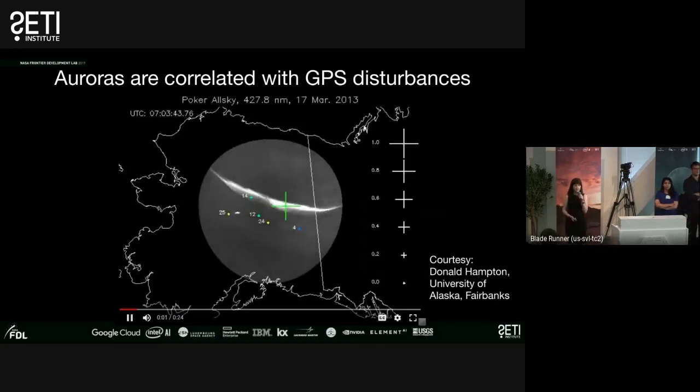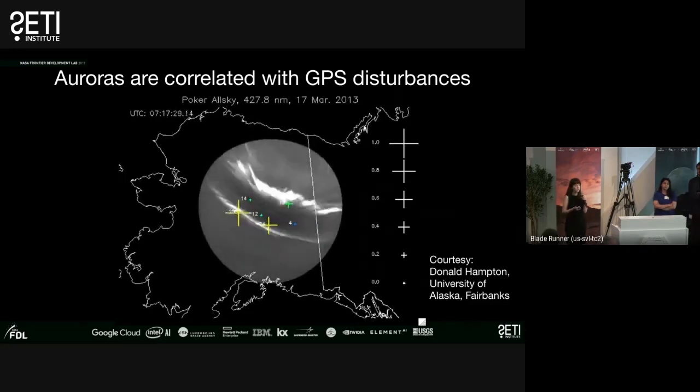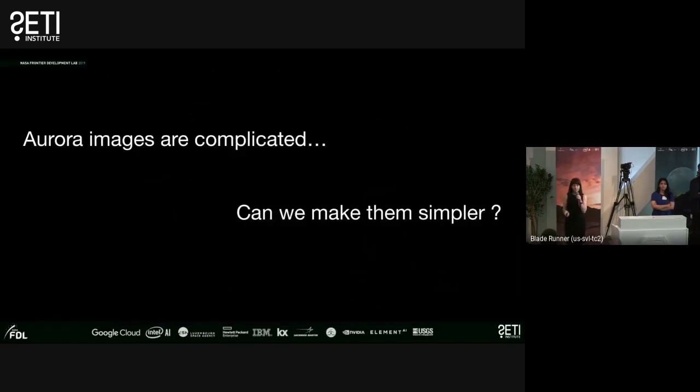Scientists have already observed that these disturbances in GPS are correlated in both space and time with the occurrence of the aurora. That's what you're seeing in this video. You're seeing the magnitude of these GPS disturbances. This gives us confidence that there is information in these images that can actually inform our model. But these images are fairly complicated to interpret, and machine learning can really help us out with this, since machine learning is very good at finding patterns in images and also gives us a way to process a huge number of images much faster than a human could.